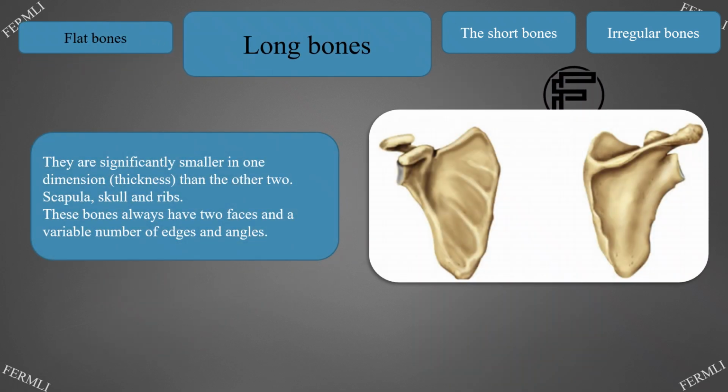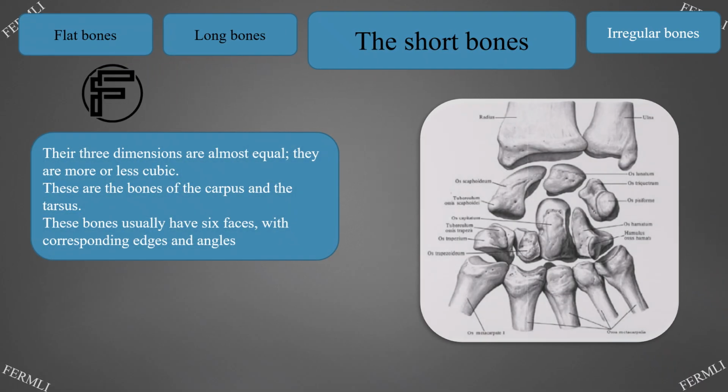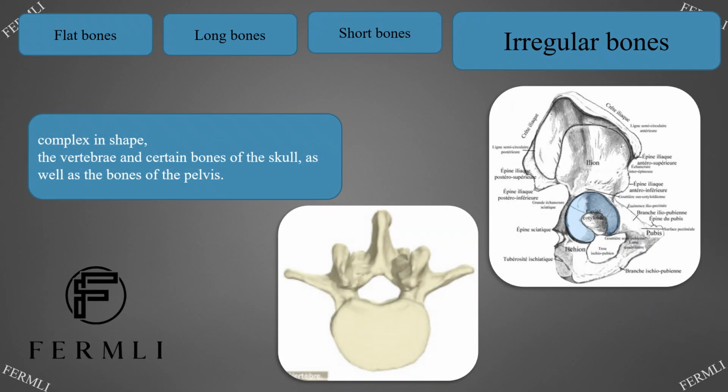Flat bones are significantly smaller in 1 dimension, thickness, than the other 2. Examples are the scapula, skull and ribs. These bones always have 2 faces and a variable number of edges and angles. For short bones, the 3 dimensions are almost equal, they are more or less cubic. These are the bones of the carpus and the tarsus. These bones usually have 6 faces, with corresponding edges and angles. Irregular bones are complex in shape: the vertebrae and certain bones of the skull, as well as the bones of the pelvis.